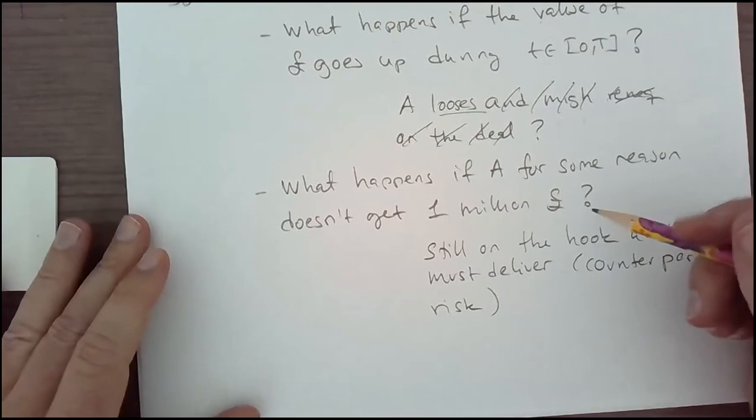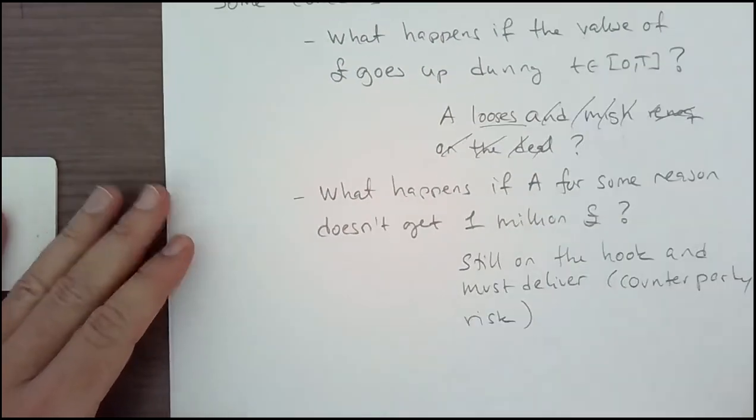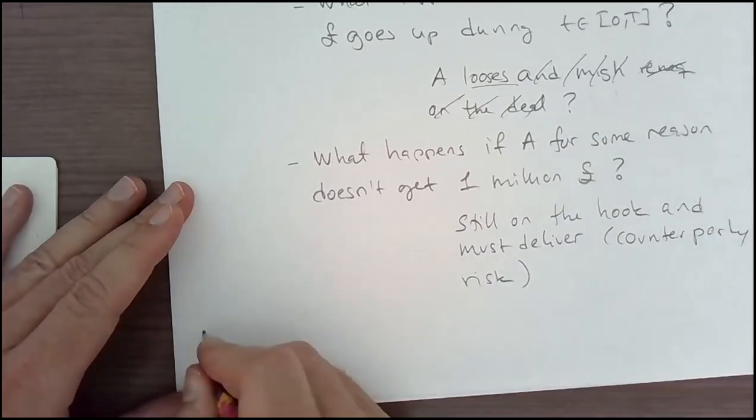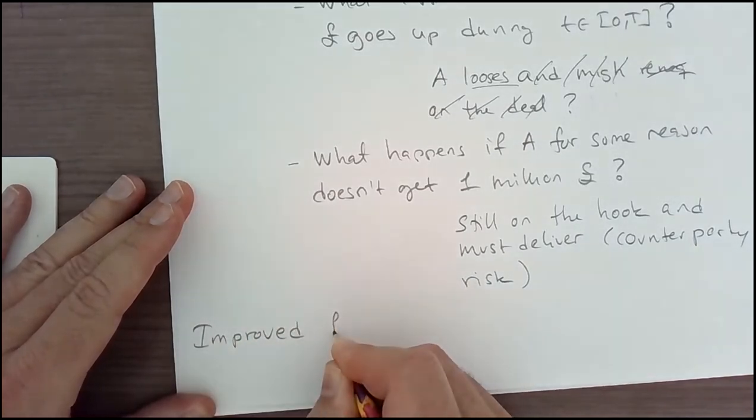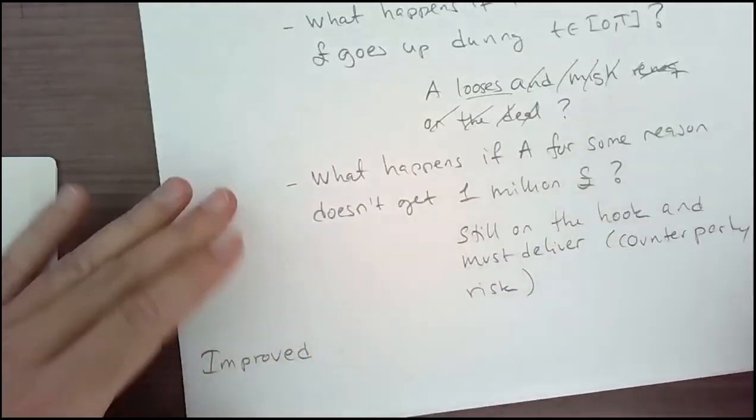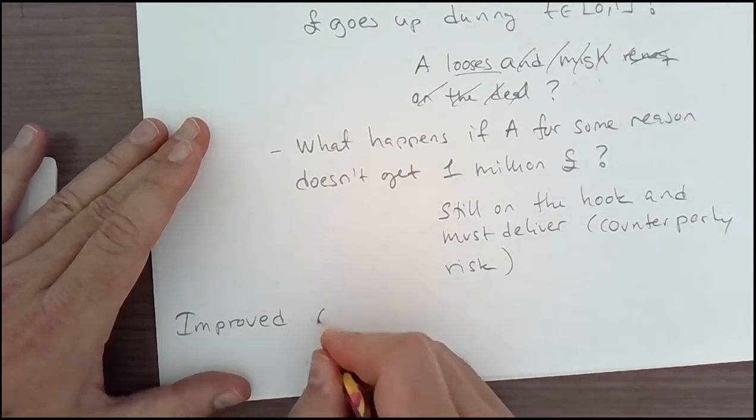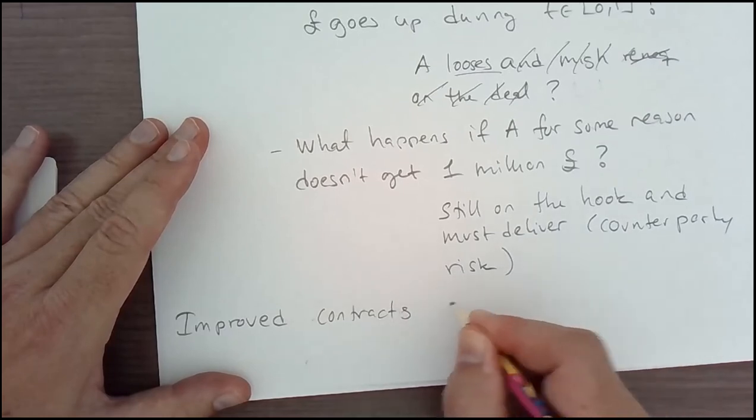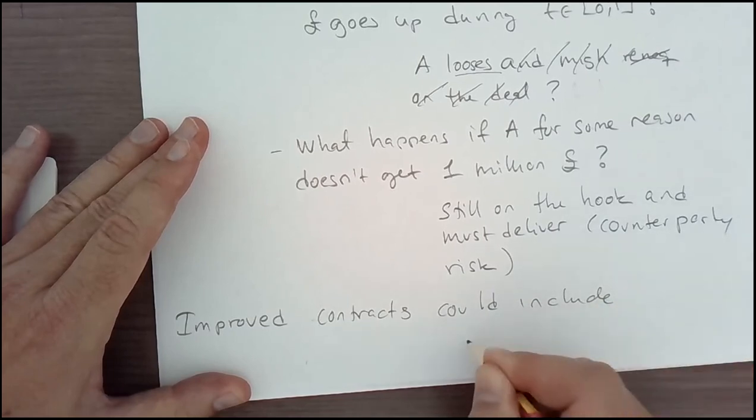So we could ask for some improvement. There are concerns related to these forward contracts. Here are two of them. One could try to have improvements. Improved contracts could include what's called futures.